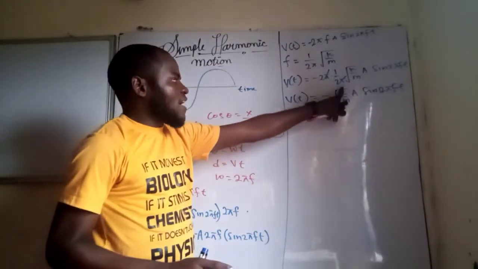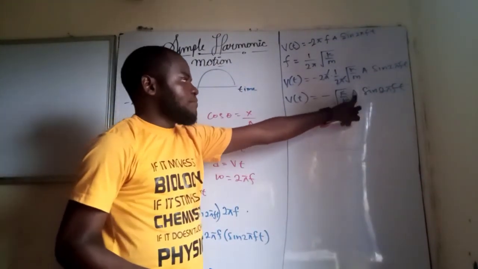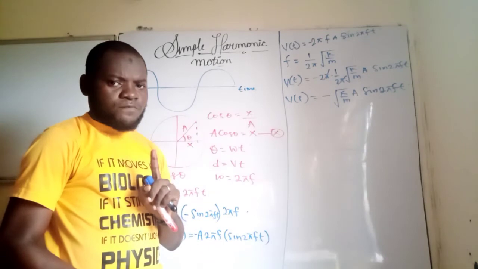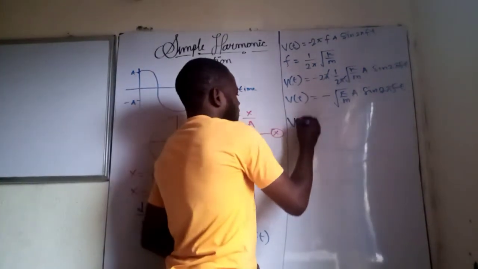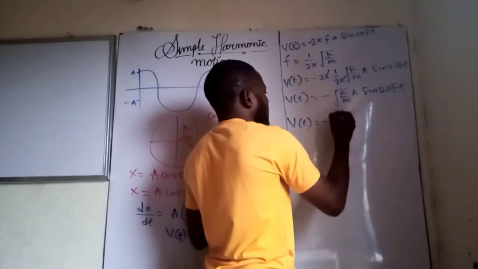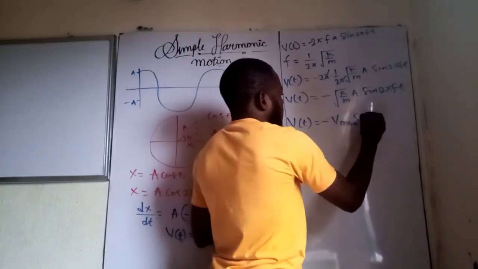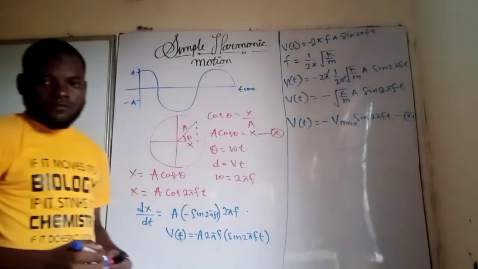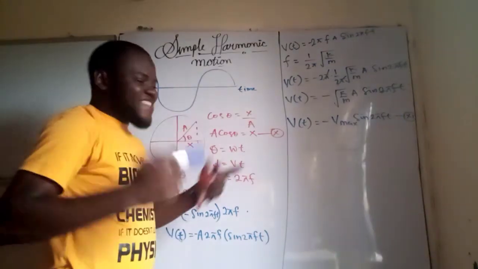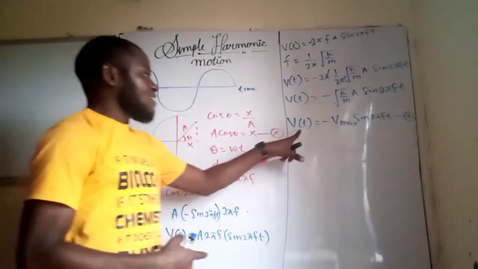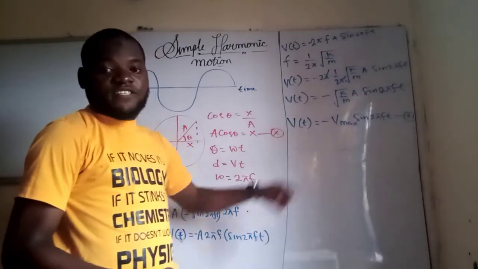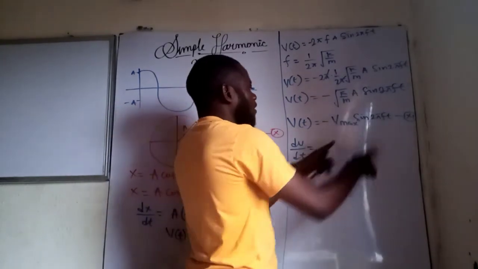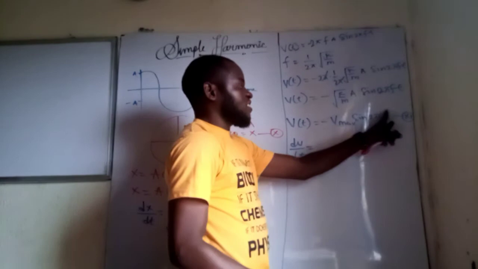Now, remember that the square root of k over m times a is the same thing as maximum velocity. Do you agree with me? If yes, the velocity as a function of time is negative v max sine 2 pi ft, equation 11. So we can now look for acceleration. Remember, acceleration is the derivative of velocity with respect to time. So we have dv dt equal to, now at this junction, I have to differentiate this one again.